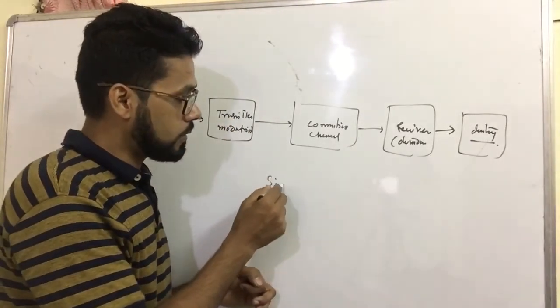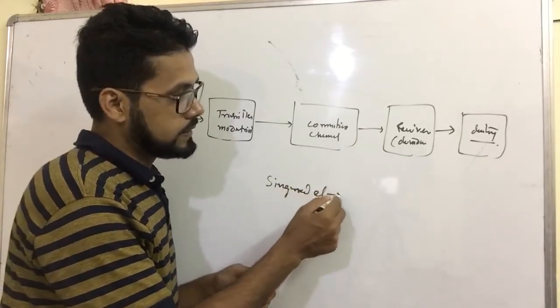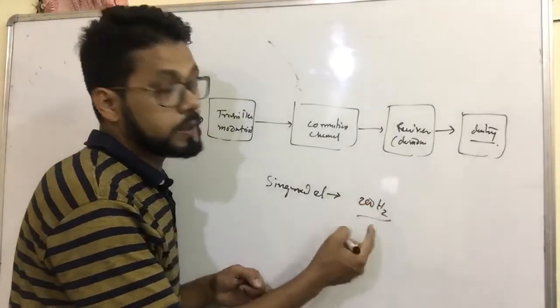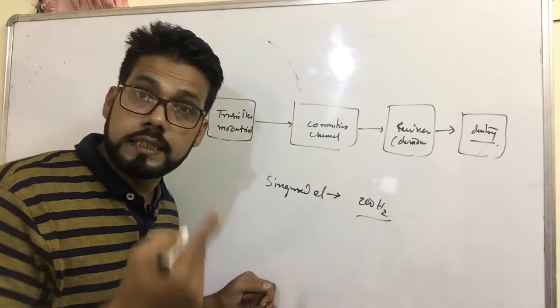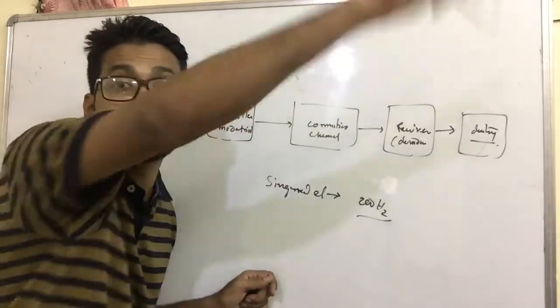If the signal, now converted, is an electrical signal of frequency 20 Hertz, this is the frequency of the signal. But with this signal frequency we cannot transport to long distance communication.